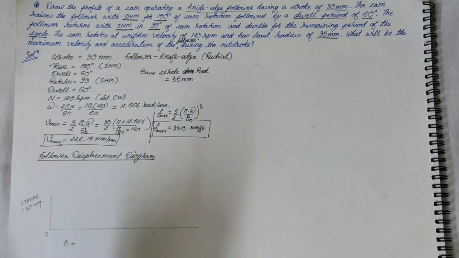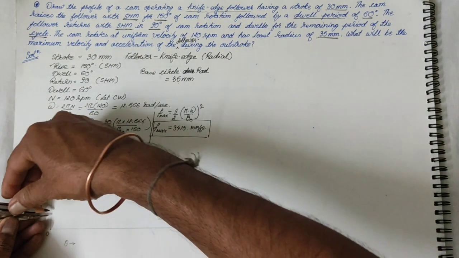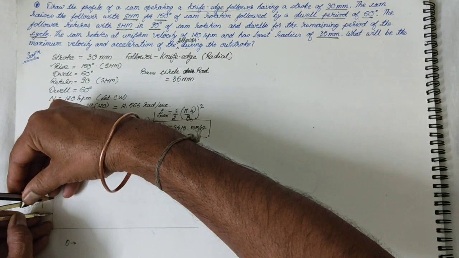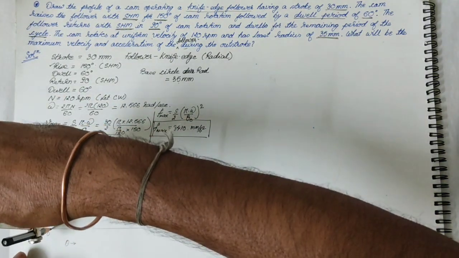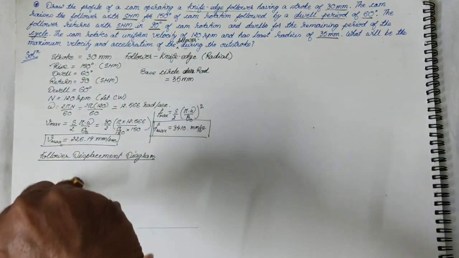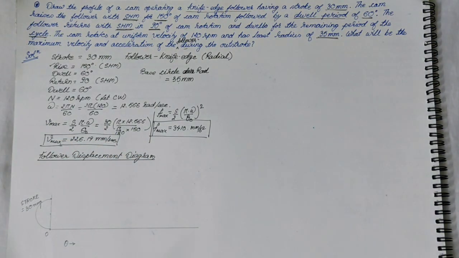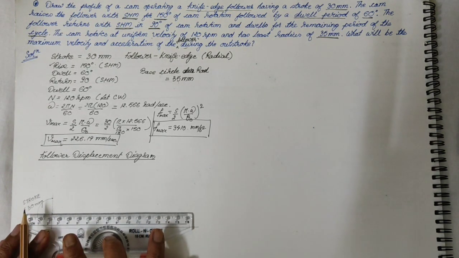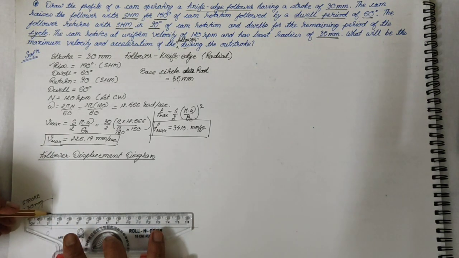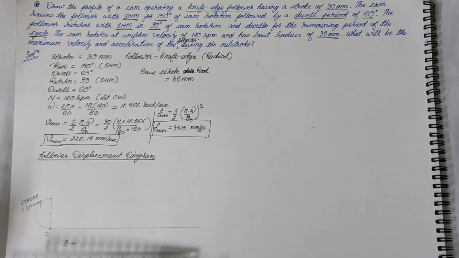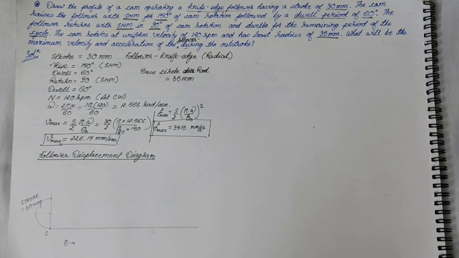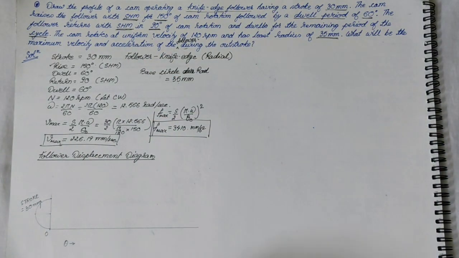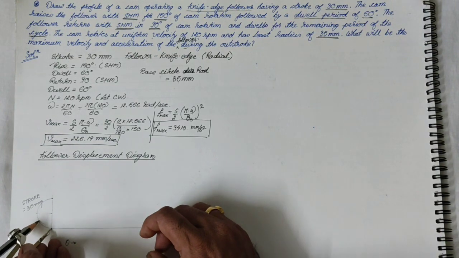So we find the midpoint of the stroke, taking the stroke as the diameter, and we draw a semicircle. Then we divide this semicircle into 6 parts. It is easier to divide a semicircle into 6 parts, which means we are dividing the lift of the follower into 6 parts. So I take this radius in the compass.